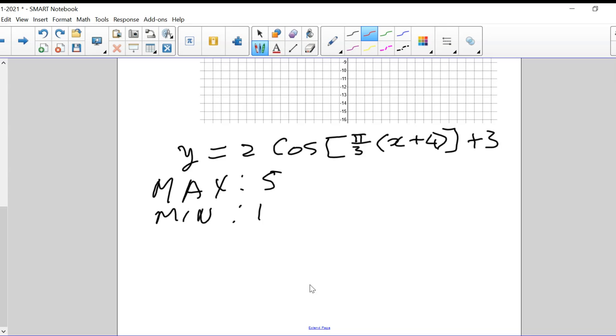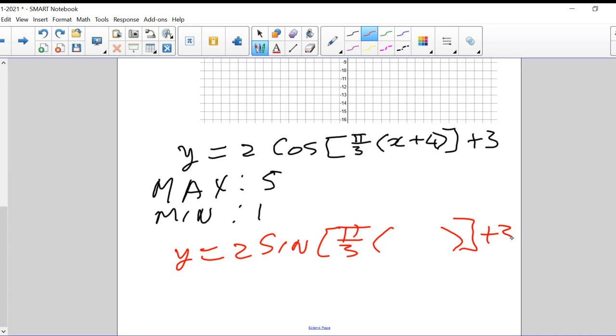I'm going to start you off. I know some parts of it that you should have. y equals 2 sine. I'm assuming you're going to say pi over 3, then you're going to tell me what goes inside the bracket. Then we're going to have plus 3 on the end. Okay, so 11 over 2. So x plus 11 over 2, approximately 5.5, same thing.